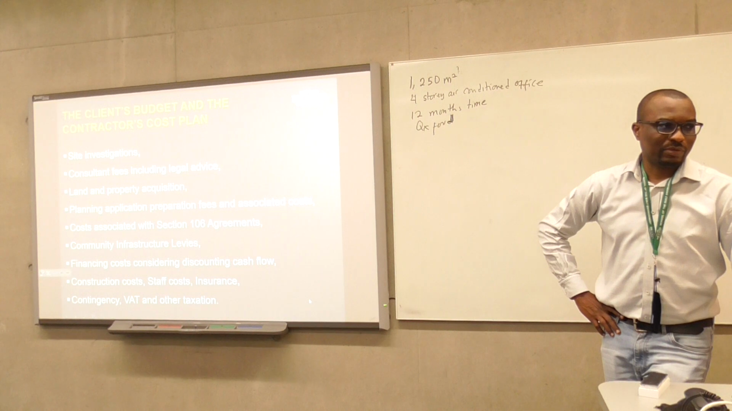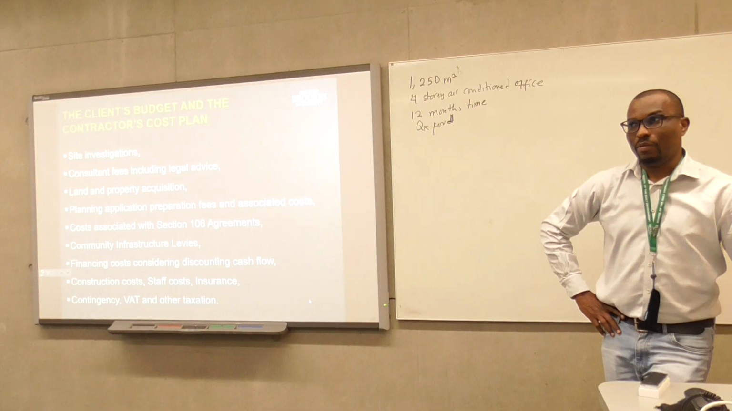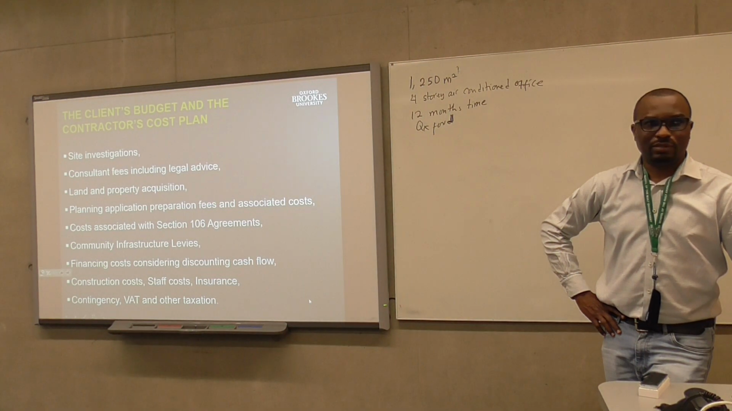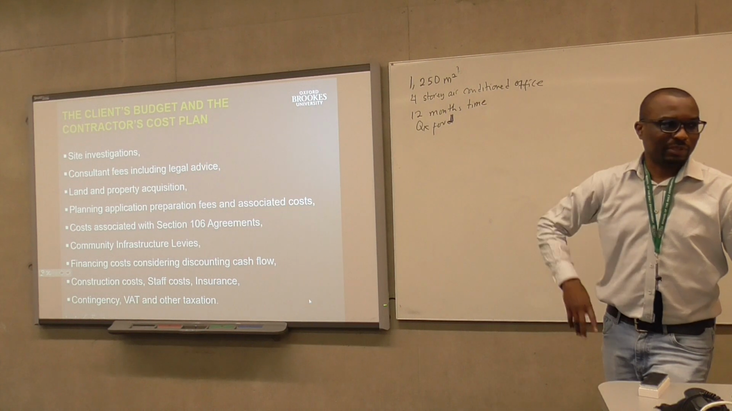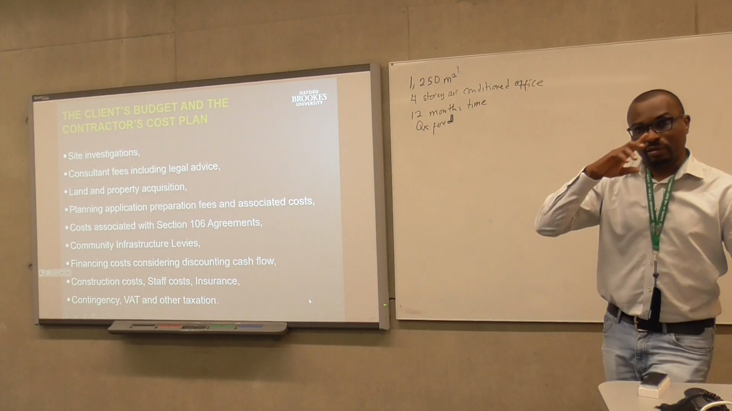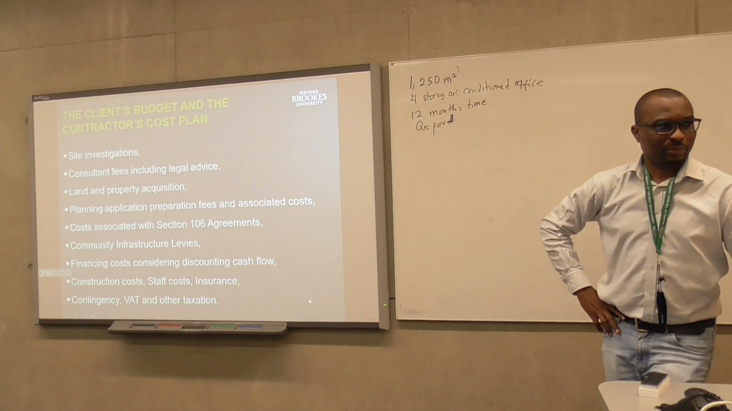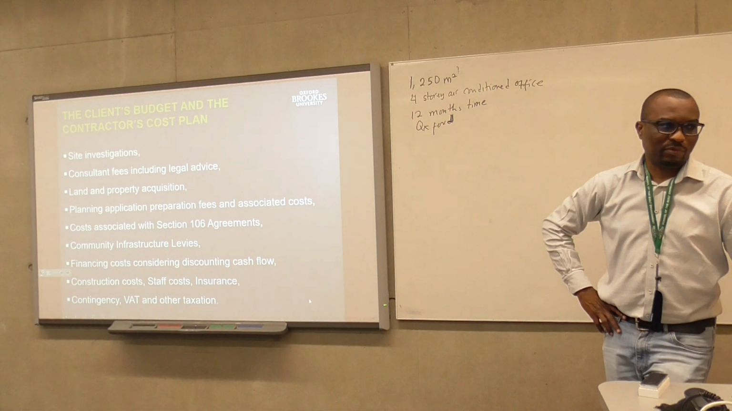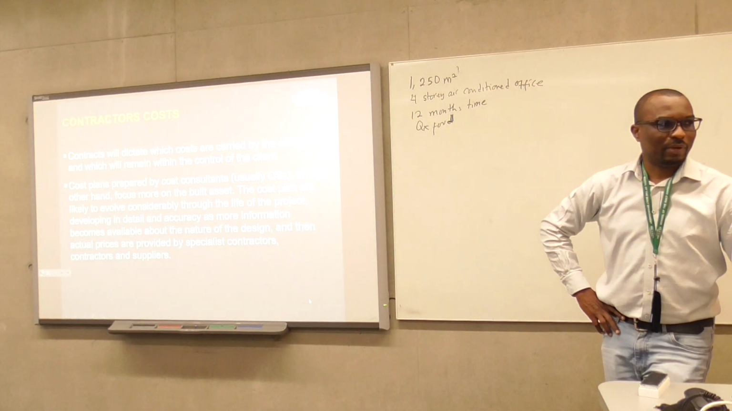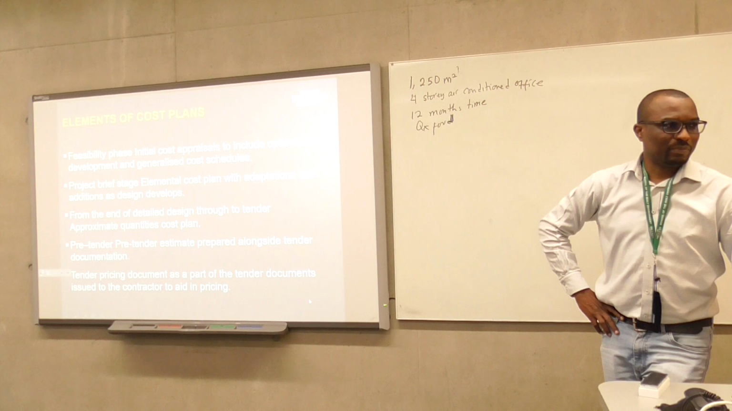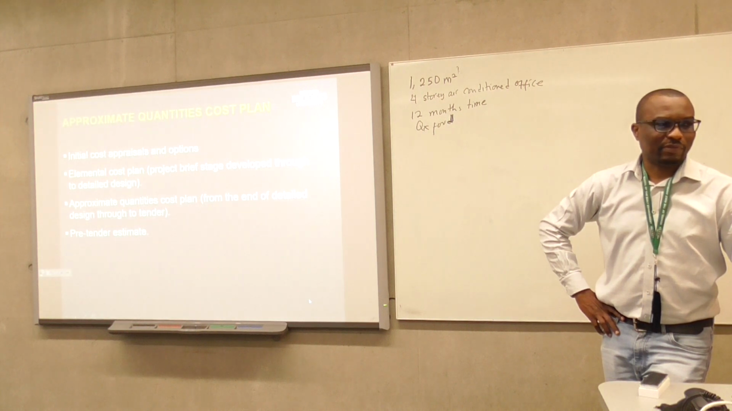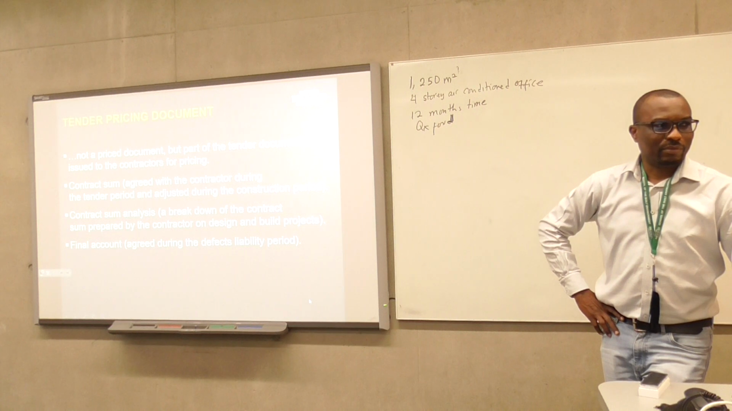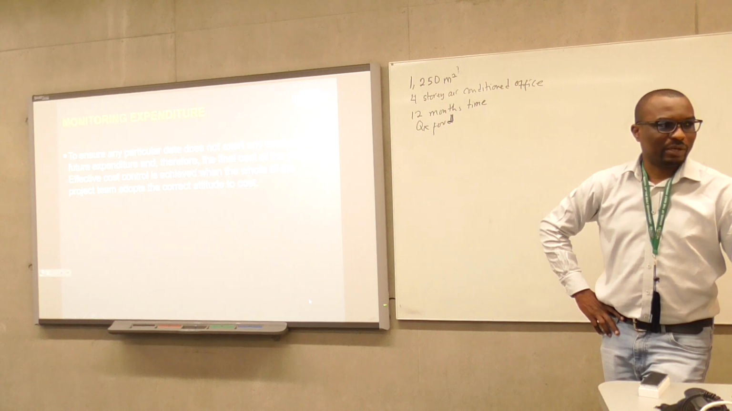And then you also need to consider community infrastructure levies, and Section 106 if you are within the UK, where if you're doing some sort of development, you sometimes need to consider affordable housing or some sort of amenities which provide something for the community, right? So either you pay the levy or you provide some social amenities. So if you're doing your cost plan, you follow the same principles in terms of approximate cost plan, tender pricing documents, and then cost control is something that's key, which we'll talk about later. You always need to monitor.